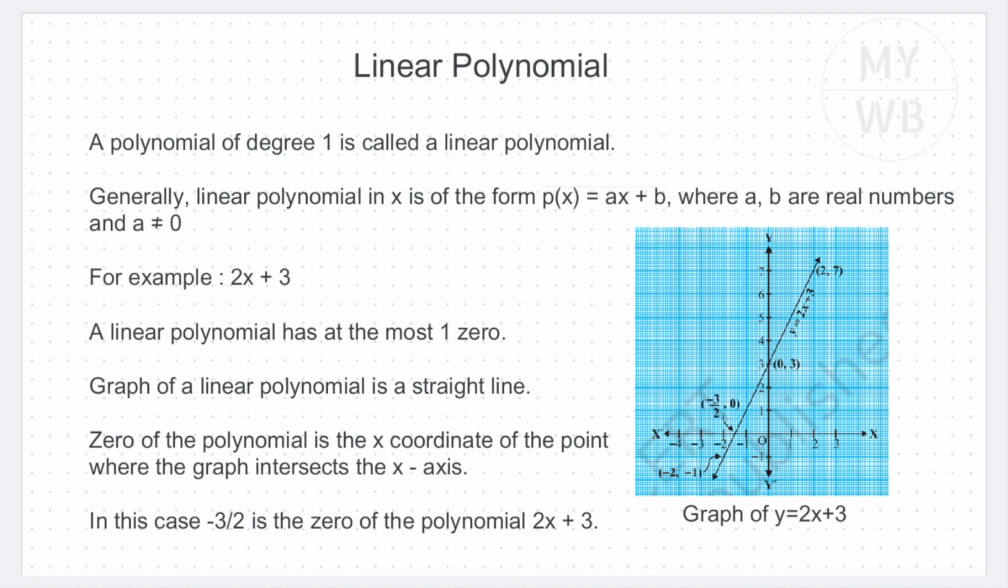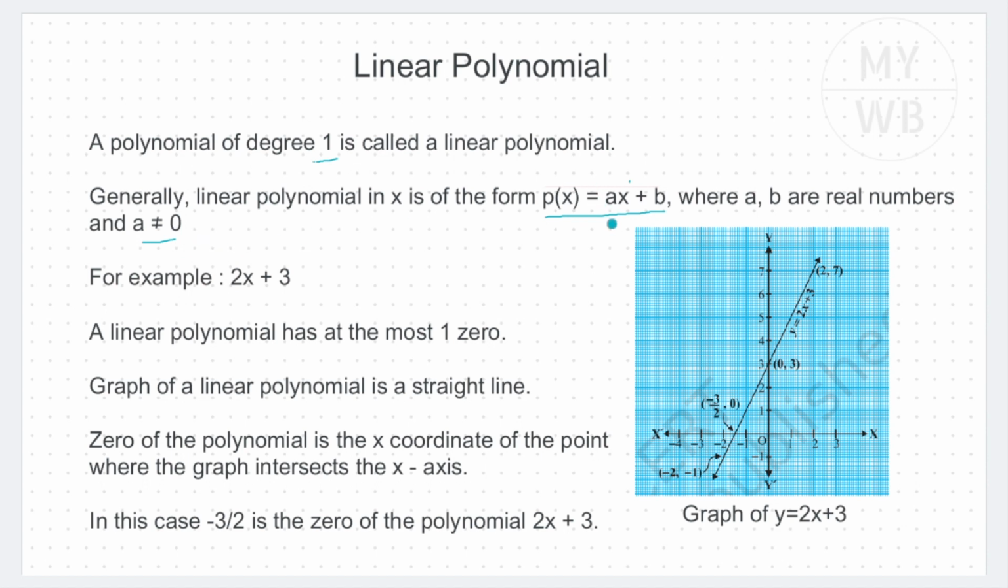Now, linear polynomial. A polynomial of degree 1 is called a linear polynomial. Generally, it is expressed as p of x equal to ax plus b. You can see that the highest power of x here is just 1, so it is a linear polynomial. a and b are real numbers. a is the coefficient of x and b is any constant. Here, a should not be 0.